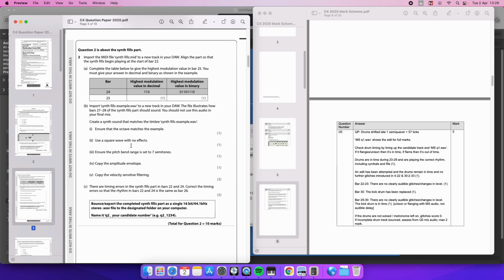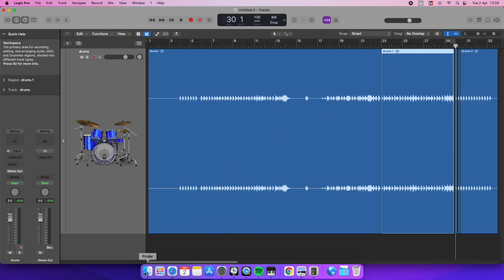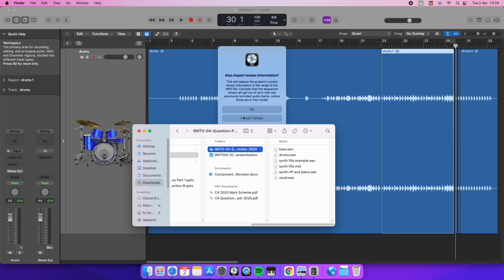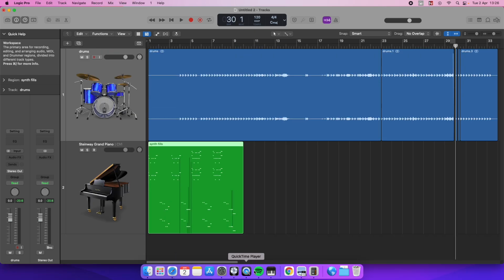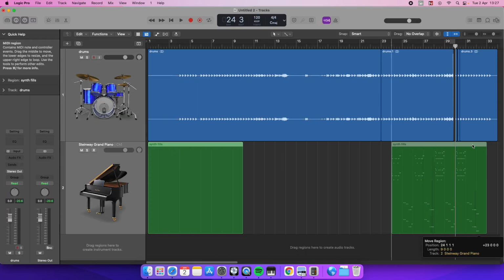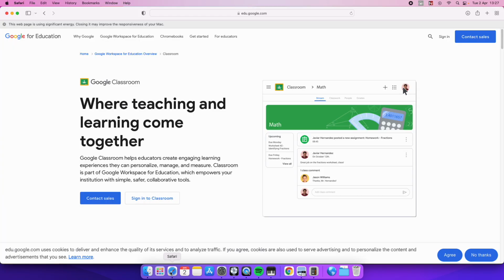Import the MIDI file synthfills.mid. Let's just move our project back. Good. Synthfills.mid. Let's toss it down here. Yes, let's have tempo information. And it says, align the parts so the synth fills begin playing at the start of bar 22. So keep an eye on that. It probably doesn't always want you to bring it in at bar 1. So bar 22, where the synth fills start.